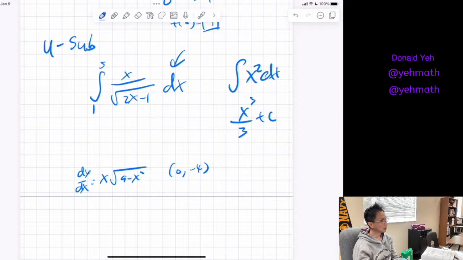Take the integral and then plug in. It's 16/3 this year. Yeah. Okay.